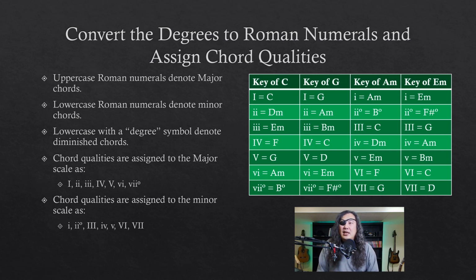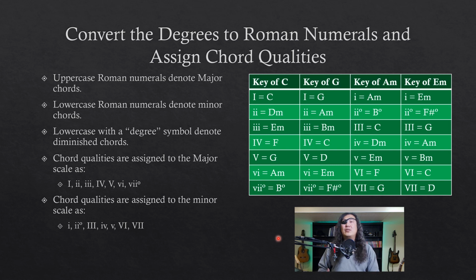For major keys, we assign them in the order. The 1 is always major. The 2 is always minor. The 3 is always minor. The 4 is always major. The 5 is always major. The 6 is always minor. And the 7 is always diminished. For minor keys, we have a different order. We have the 1 always being minor, the 2 always being diminished, the 3 always being major, the 4 always being minor, the 5 always being minor, the 6 always being major, and the 7 always being major.